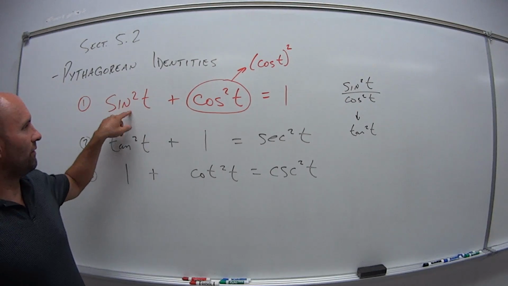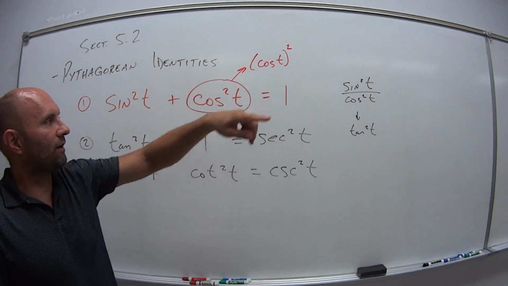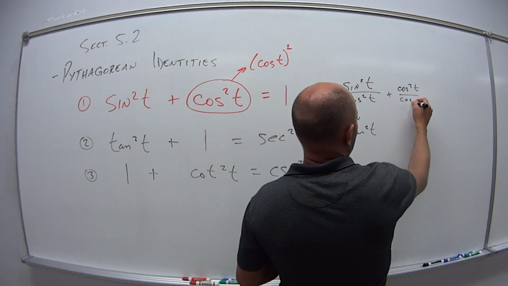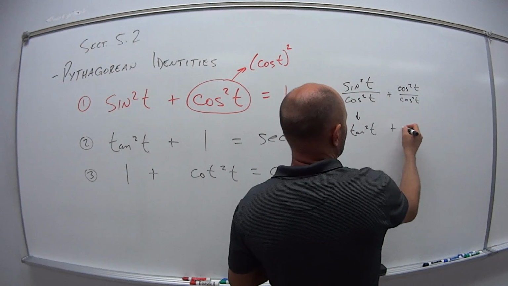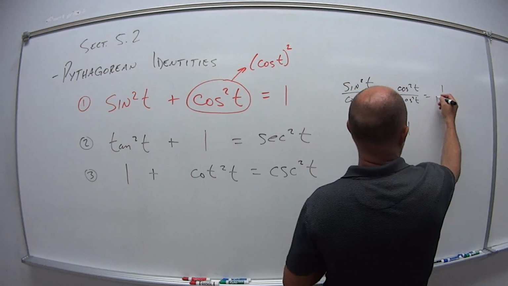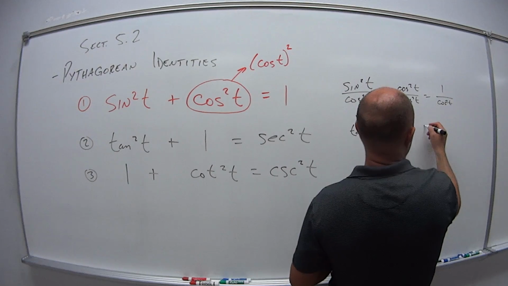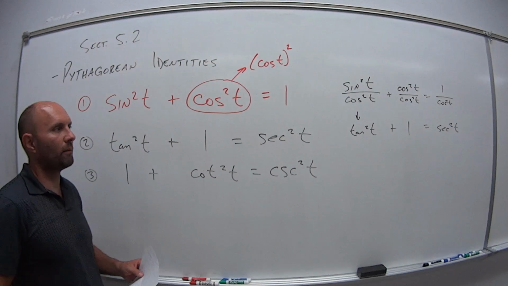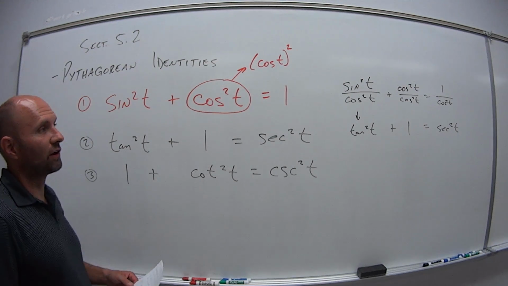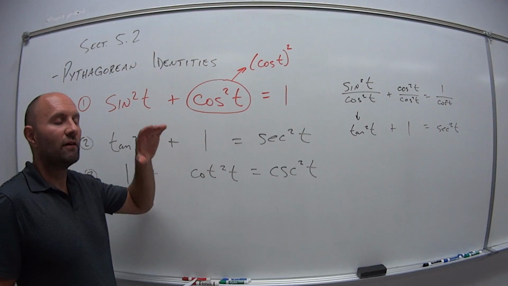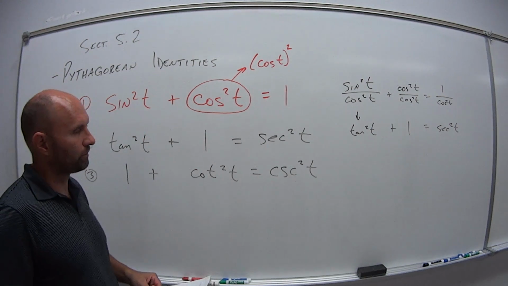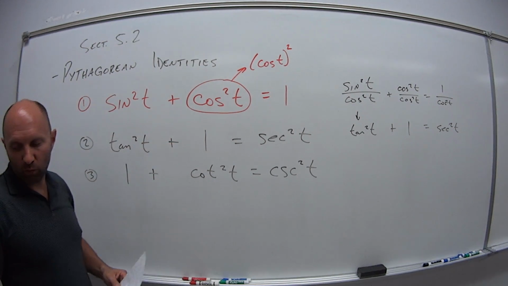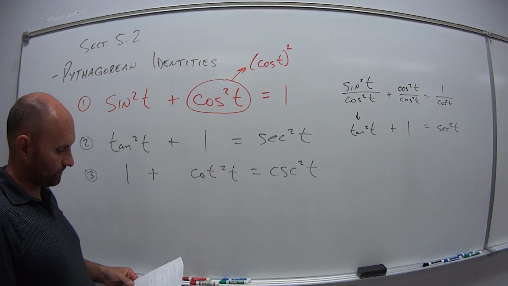But because I divided this one by cosine squared of t, I have to do the rest. So if I do cosine squared of t divided by cosine squared of t, well, this is just 1. And 1 over cosine squared of t is just secant squared of t. And this is from our relations that we just dealt with in section 5.2, video 1. So you can see, as long as you remember this first one, you're able to derive these other ones, need that be the case.